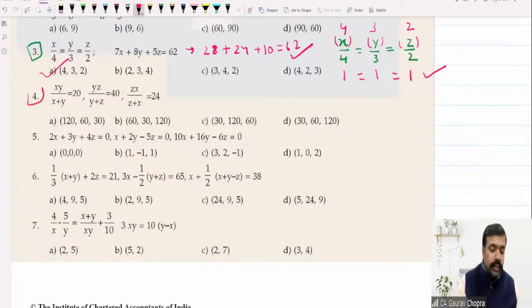So come on, let's do question number 4. Come on, let's see who answers first. Yes, Prerna has given the answer. Waiting for others also to answer question number 4. Just check by putting in the options which one can be correct.